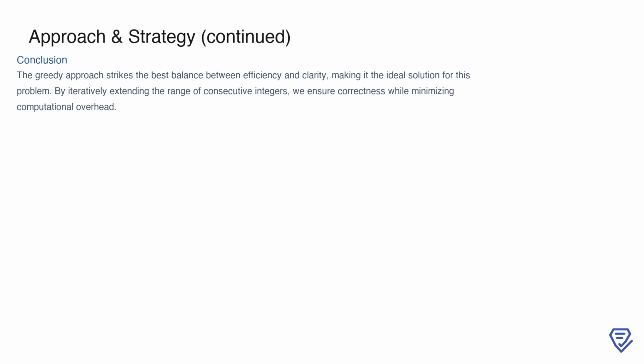By iteratively extending the range of consecutive integers that can be formed, it ensures correctness while minimizing computational overhead. Sorting the coins at the start enables a structured and logical progression, and the method avoids the exponential or quadratic complexities associated with the alternative approaches. This makes the greedy strategy not only effective but also intuitive and easy to implement. By processing coins in increasing order and focusing solely on maintaining the range of achievable integers, we achieve a solution that is both practical and scalable for large inputs.